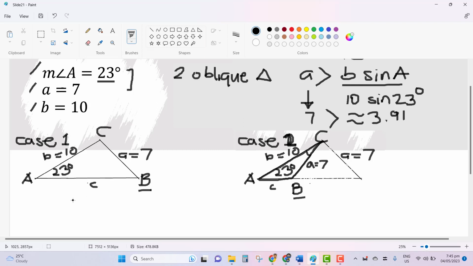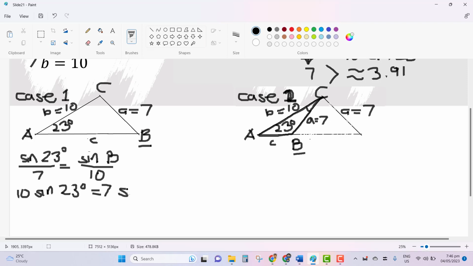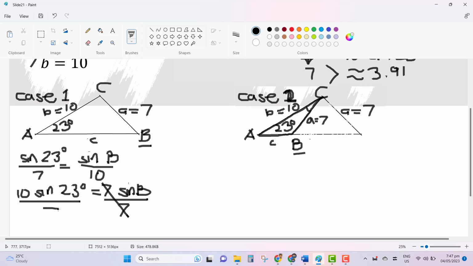Again, we can use here the law of sines. So case 1, you have sine A, 23 degrees, over your A, which is 7. Let's pair it first in solving B over 10. So we're solving for angle B first. Cross multiplication, 10 sine 23 degrees is equal to 7 sine of B. Then we can divide both sides by 7 to cancel that out.